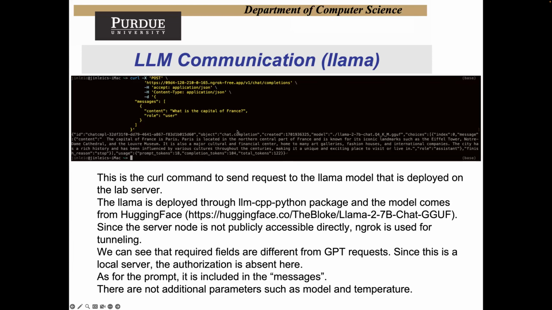Therefore, we need a tunneling or a forwarding mechanism to access the node port, right? And we can see that both the request fields and the response fields are very different from GPT's. So we need to modify our Android code accordingly so that it can properly communicate with the lab server. Since it's deployed on the local server, there's no authorization field, right? Because it is my server, I don't need a key to authorize that I'm the user. So there are no additional parameters such as model and temperature.